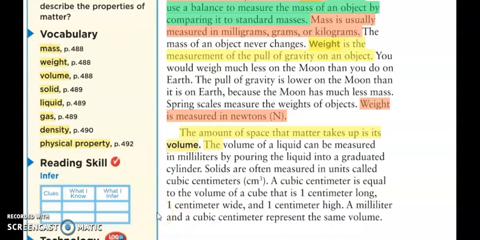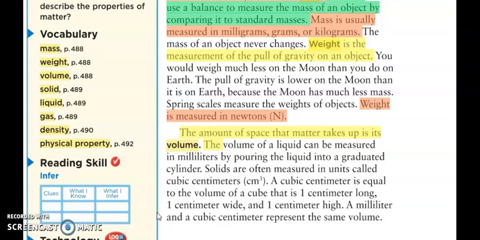Okay guys, right now we want to talk about volume. The amount of space that matter takes up is its volume. So the volume is the amount of space around you. Maybe a balloon takes more space than a book. A big table takes more space than a small table. So this is what is meant by volume.